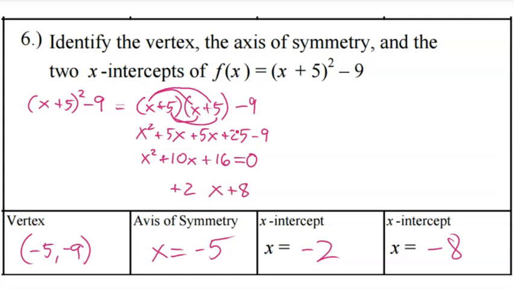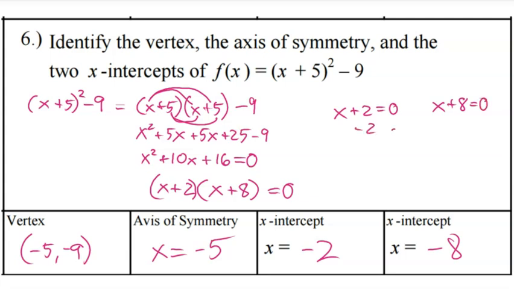And if I put an x in front of each one and then put parentheses around them, I've now factored this into x plus 2 times x plus 8. I set that equal to 0. And then I set each one equal to 0. X plus 2 equals 0, and then x plus 8 equals 0.